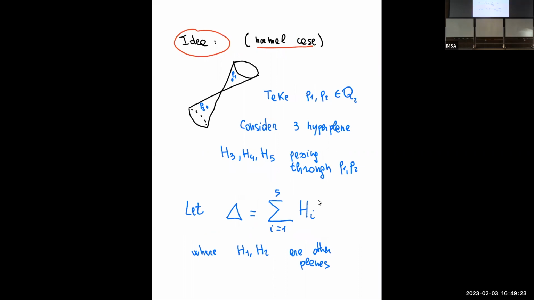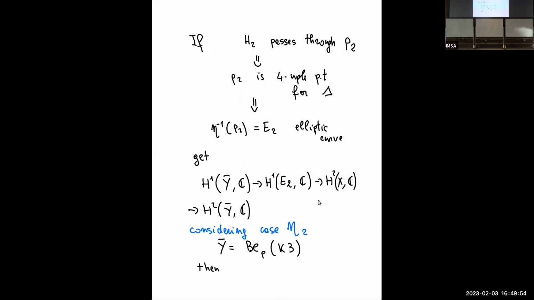Okay. So what is the idea? The idea is simple: to consider 2 points in the quadratic cone, and we consider 3 hyperplanes passing through these points, and then we consider as a divisor the sum of 5 hyperplanes, where we take H1, H2, and other planes. And then we force the configuration to obtain a quadruple point, and then we consider what happens. We have 2 points. One is P2, and then we will consider later A1. So if H2 is sufficiently general, passing through P2, we obtain an elliptic curve.